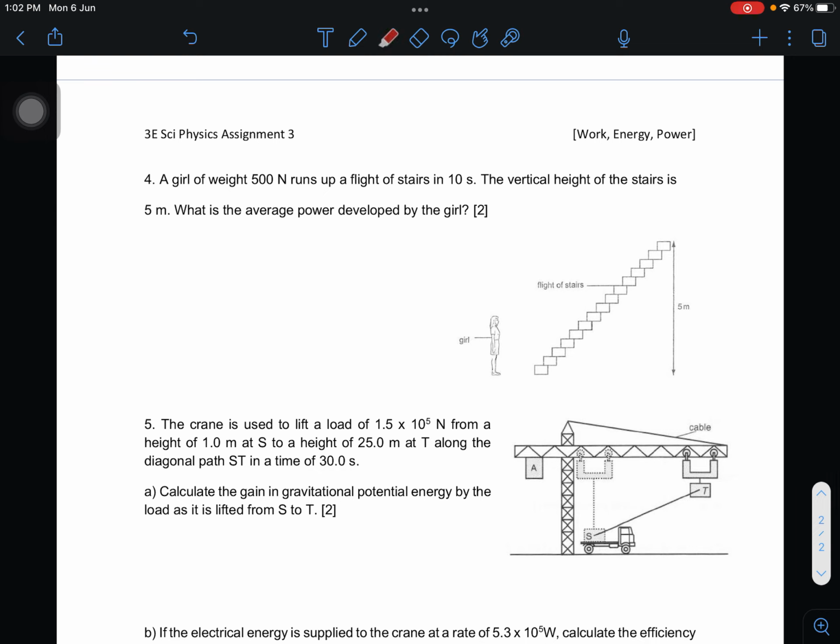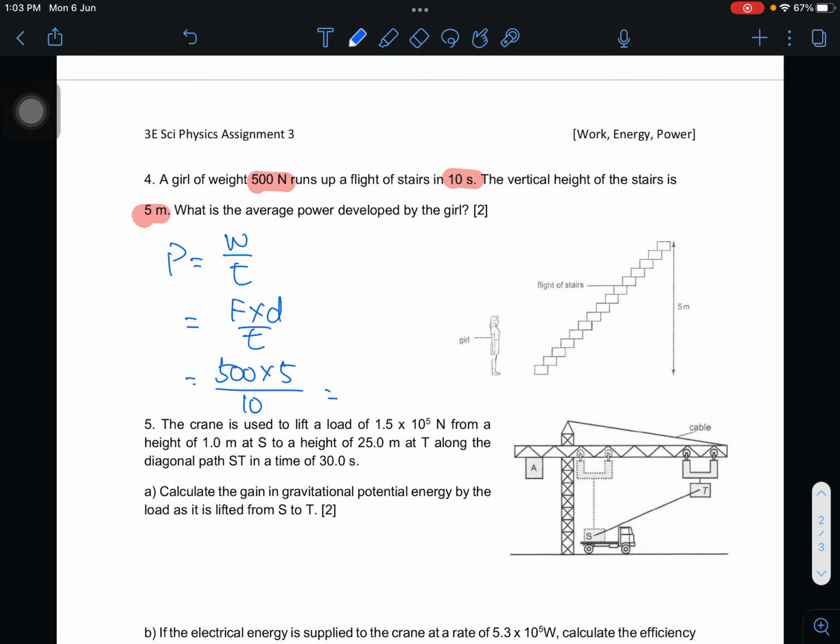A girl weighing 500 Newton runs up a flight of stairs in 10 seconds. The vertical height of the stairs is 5 meters. What is the average power? So very typical question, work done over time, force times distance over time. So what's the force? 500 Newton, right? Multiplied by, she climbed 5 meters. And then it took 10 seconds.